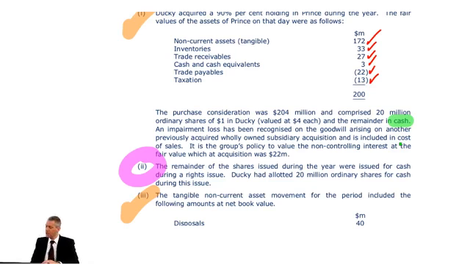The purchase consideration was 204 and comprised of shares and cash. So it's partly shares and partly cash. Now, as you can see, the shares are 20 million in number, valued at $4 each, and $4 multiplied by 20 million gives us 80 million. So 80 million is the total of shares, 204 is the total of the total, and therefore 204 minus 80 gives us 124 for the cash consideration.